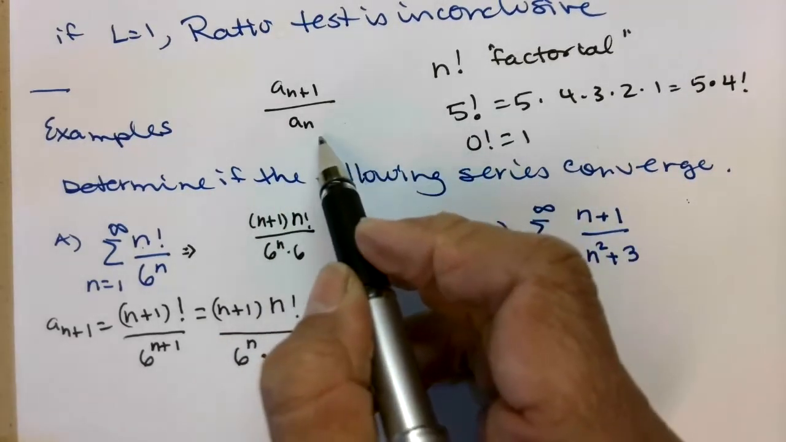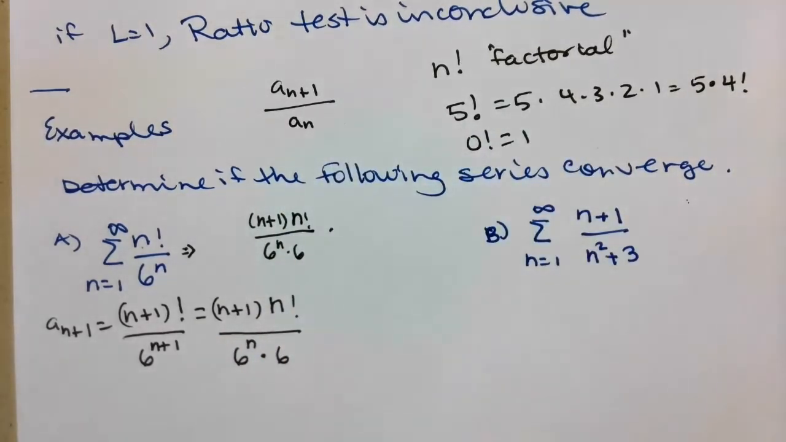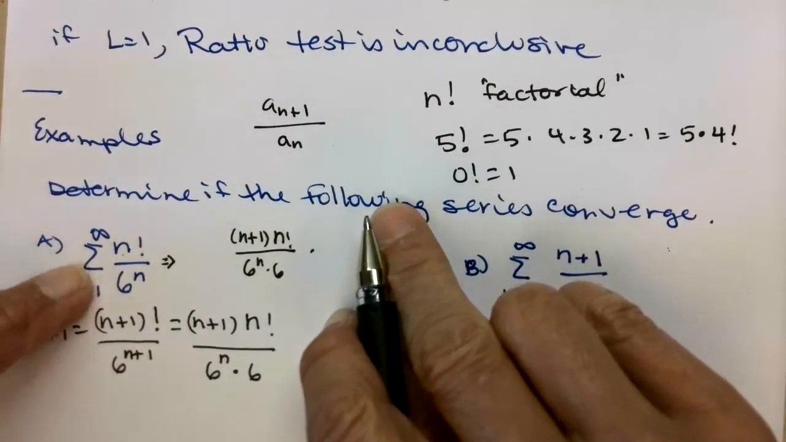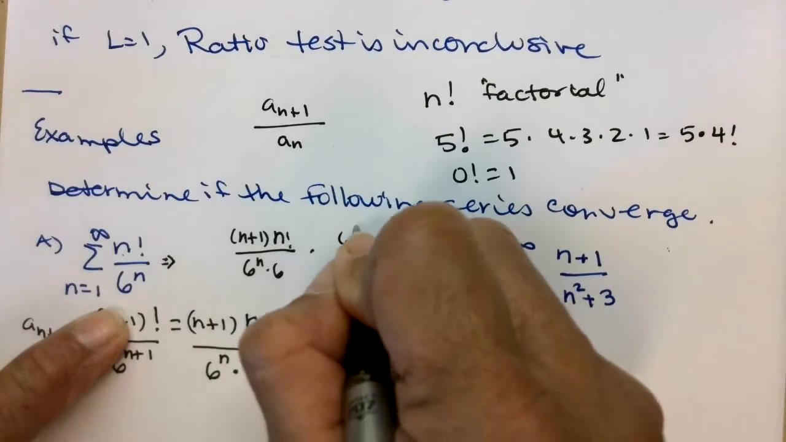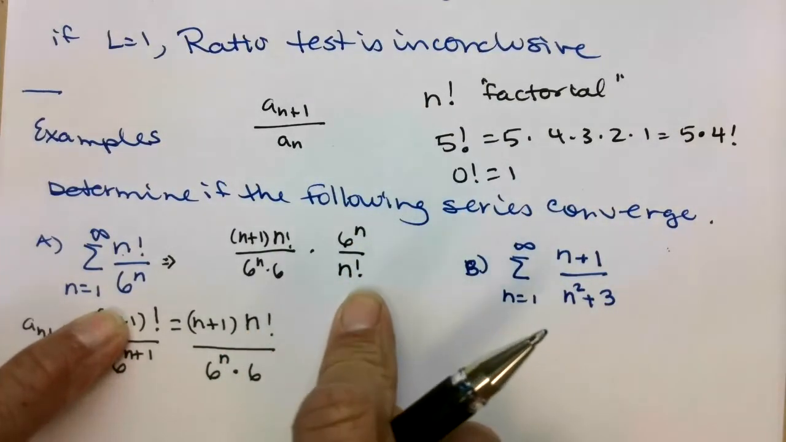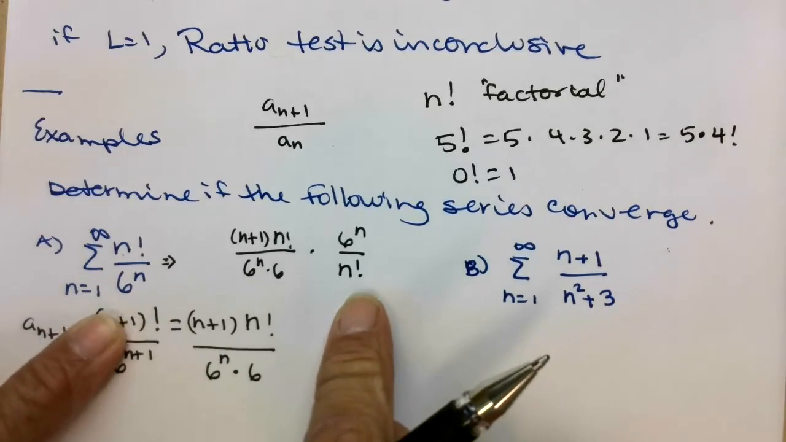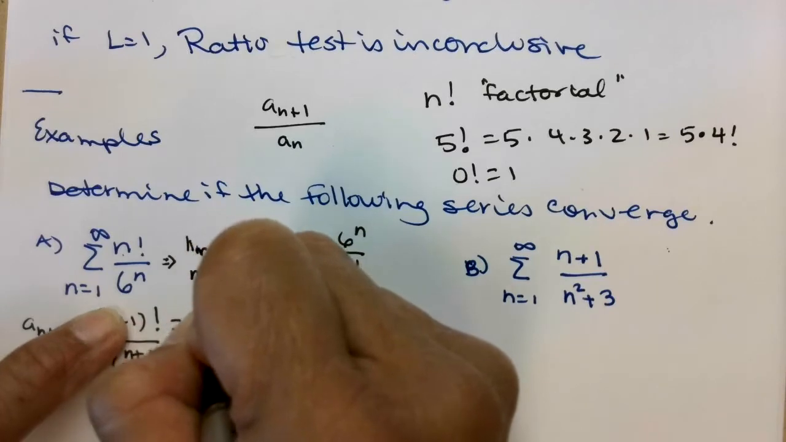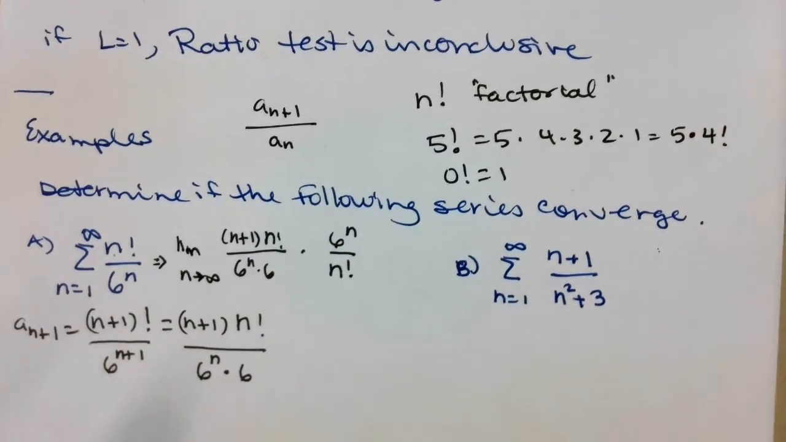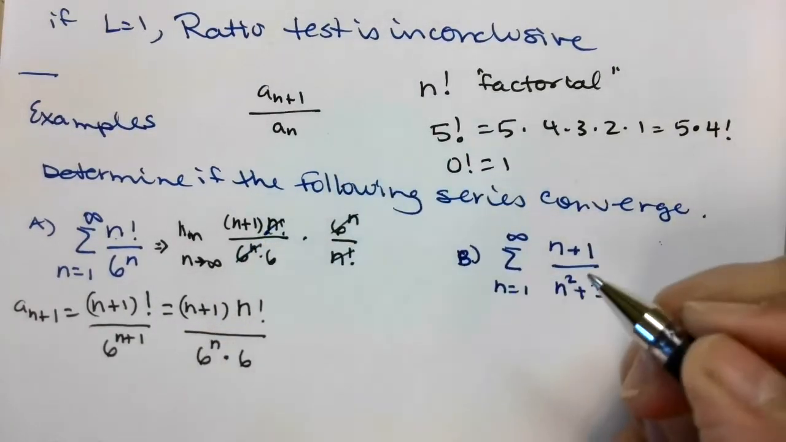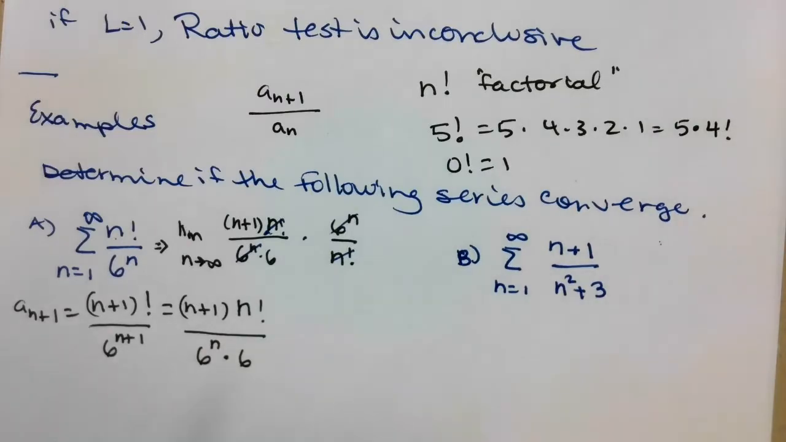Now we're dividing by a sub n, but that's going to be a flip and multiply at some point. So this is my a sub n, so I can go ahead and flip and multiply that. That'll be 6 to the n over n factorial. So here's the reciprocal of a sub n, and we're taking the limit as n gets big. Before we do that, we're going to cancel all those common factors. So 6 to the n goes away. N factorial goes away.